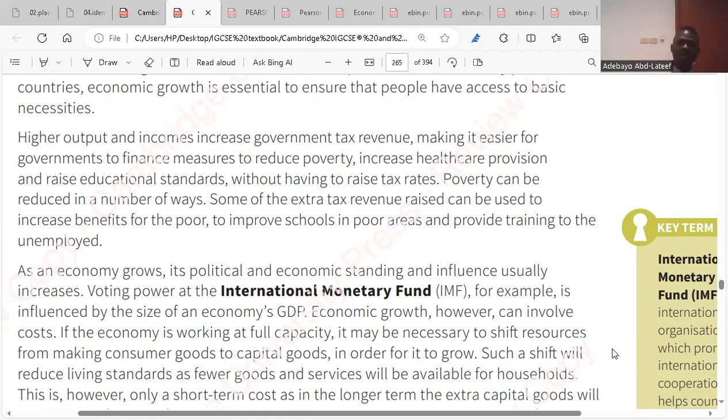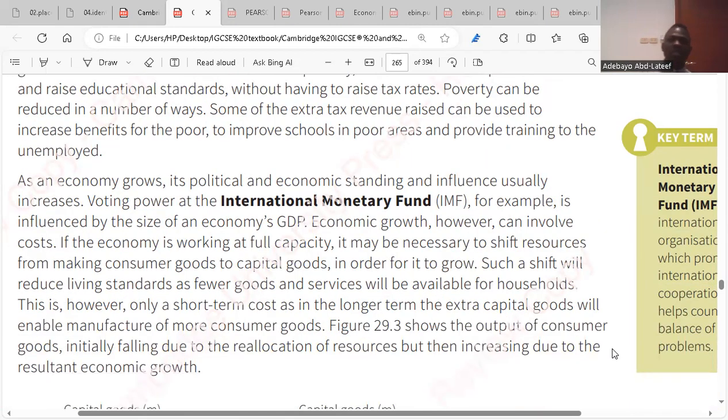Do you understand? Yes. So as an economy grows, its political and economic standing and influence usually increase. Voting power at the International Monetary Fund, for example, is influenced by the size of the economy's GDP. Economic growth, however, can involve cost. If the economy is working at full capacity, it may be necessary to shift resources from making consumer goods to capital goods.